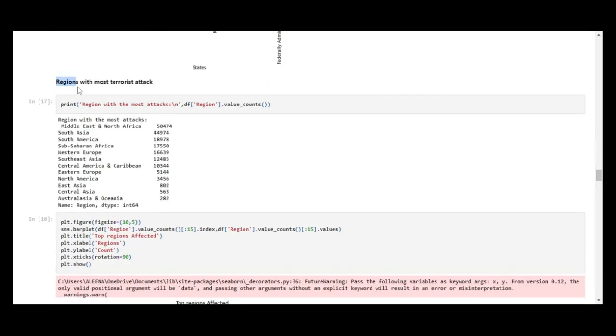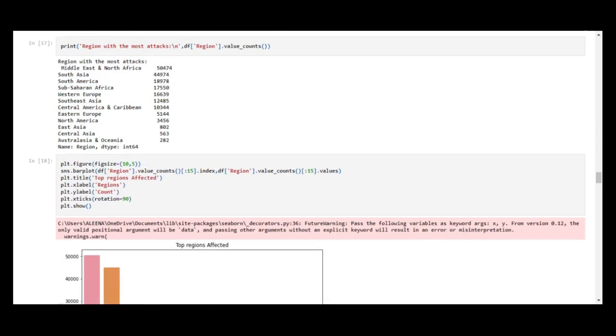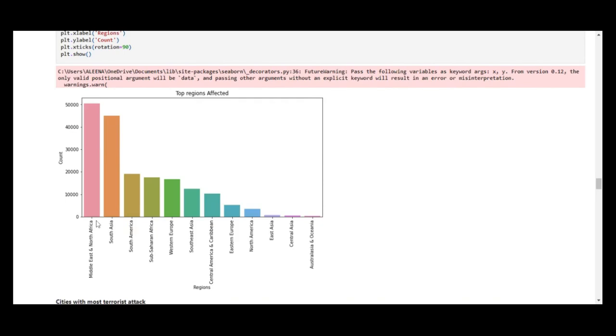Moving on to the region-wise analysis of terrorist attacks, here also I have printed the list of the regions that have been attacked by terrorists. The graph has been depicted below. In this, the Middle East and North Africa had the highest number of terrorist attacks, followed by South Asia as the second most affected region.